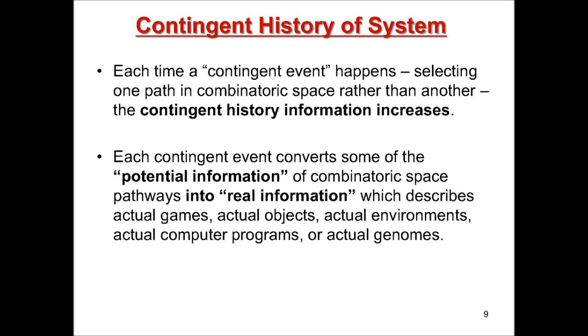Another kind of information. Each time a contingent event happens, it means you're selecting one path through combinatoric phase space versus another path through combinatoric phase space, and the contingent history information increases. And this is the process that converts the potential information in the combinatoric phase space into really real information required to describe really real chess games, real objects, real environments, real computer programs, real genomes. So this is how we get that vast combinatoric phase space information into real stuff.